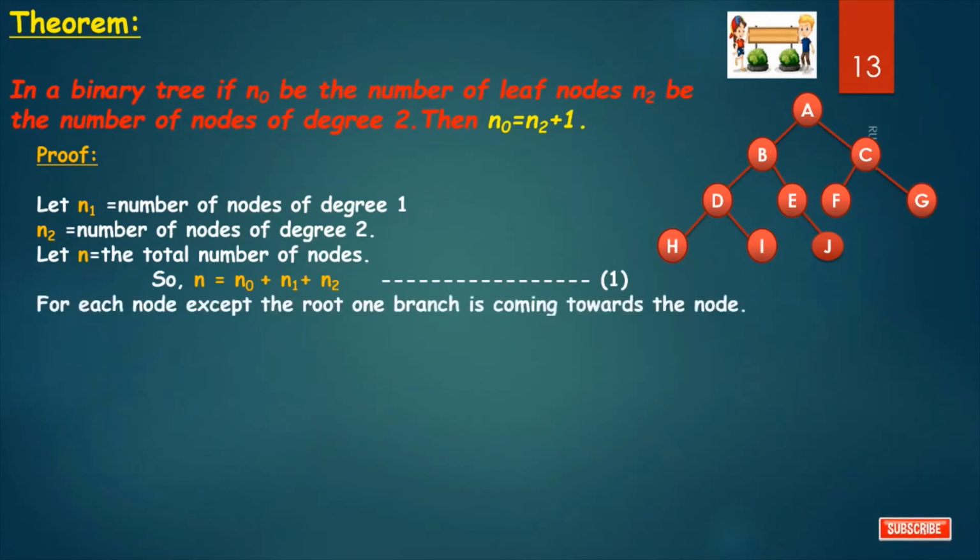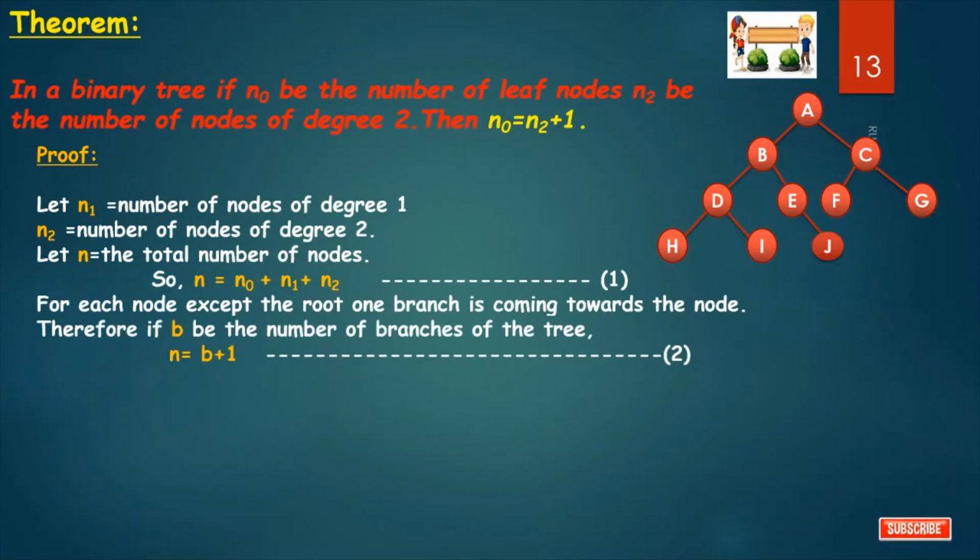Now, for each node except the root node, one branch is coming towards the node. See, these branches coming towards B, towards D, towards H. In this way, one branch is coming towards each node, except the root; no branch is coming towards the root. So if B is the total number of branches, then we can easily write that n, the total number of nodes, equals B plus 1, because no branch is coming towards the root.